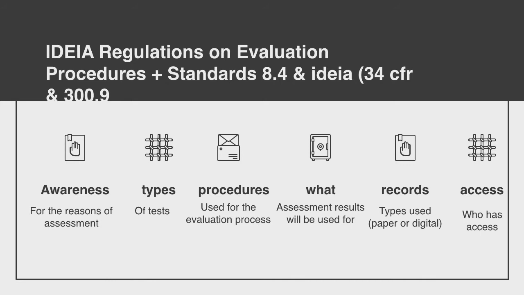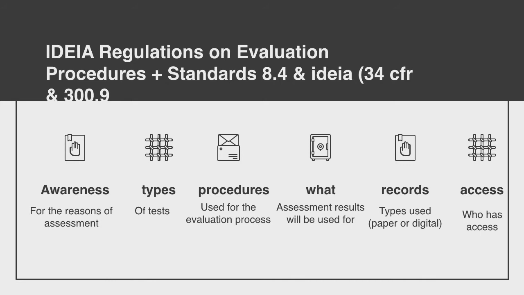Two, assessments and other evaluation materials include those tailored to assess specific areas of educational need and not merely those that are designed to provide a single general intelligence quotient. Assessments are selected and administered so as best to ensure that if an assessment is administered to a child with impaired sensory, manual, or speaking skills, the assessment results accurately reflect the child's aptitude or achievement level.